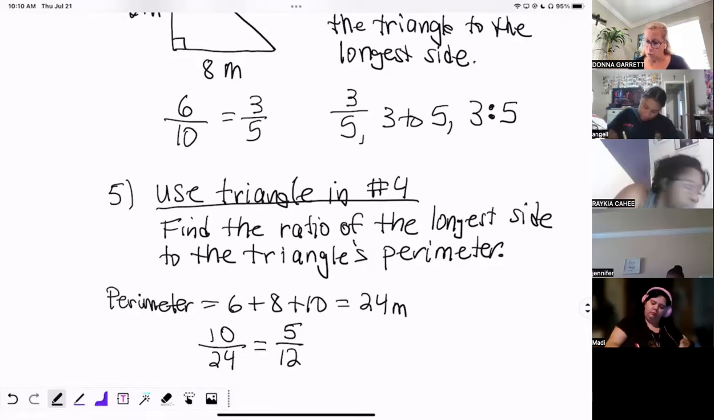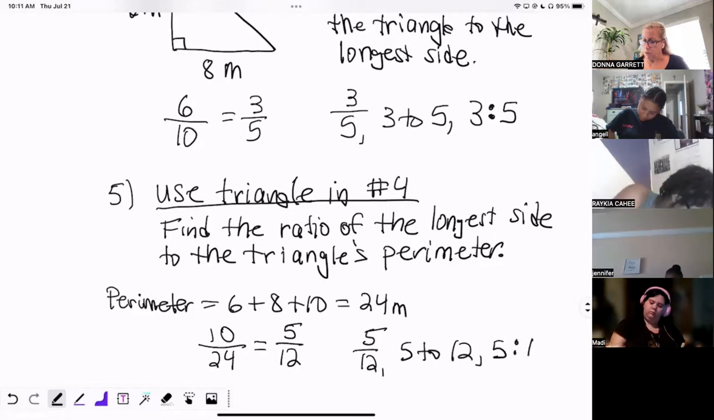And so our answers would be 5/12, 5/12, 5/12. The 3 different ways you can write the answer. You don't always write the answer 3 ways, but just practicing.